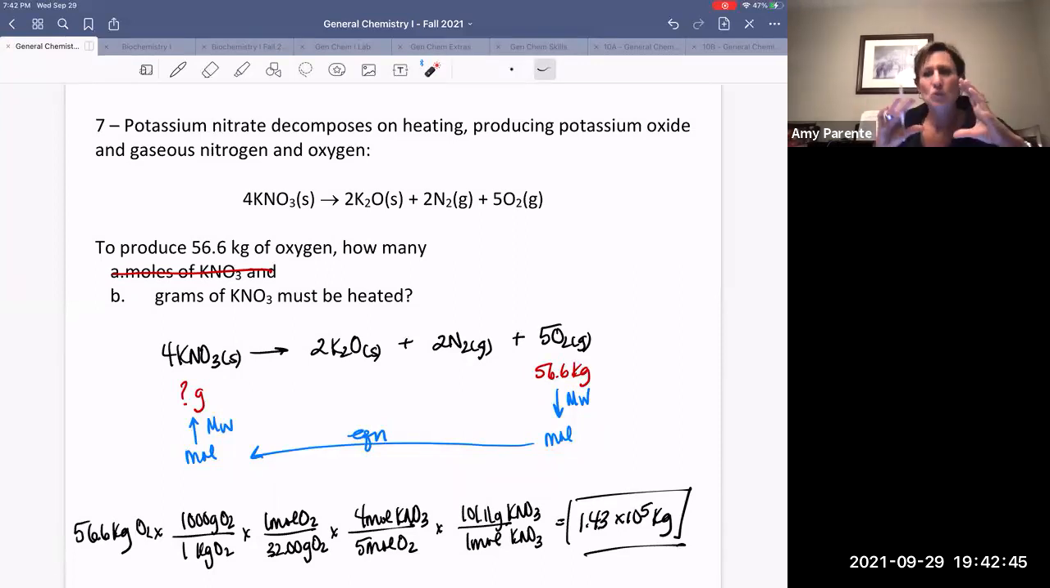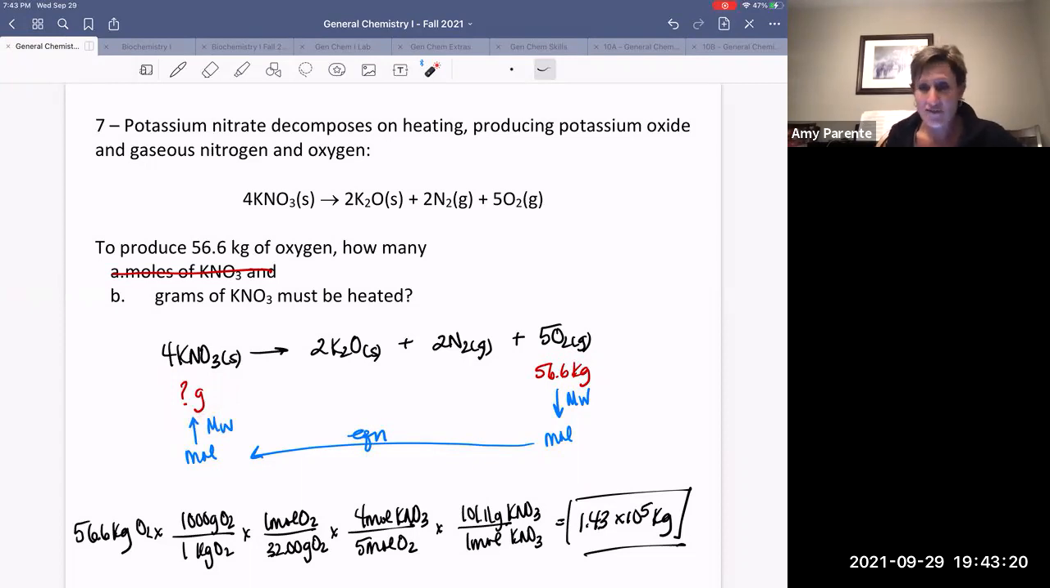All right, so I have a balanced chemical equation, and I like to use that as a way to organize the information that's provided. It says I want to produce 56.6 kilograms of oxygen. So I'm going to put that piece over there because that's information given to me. And the question asks how many grams of potassium nitrate I must heat. So in red, I've written down information that's provided in the problem, and from the prompt, what I want to figure out.